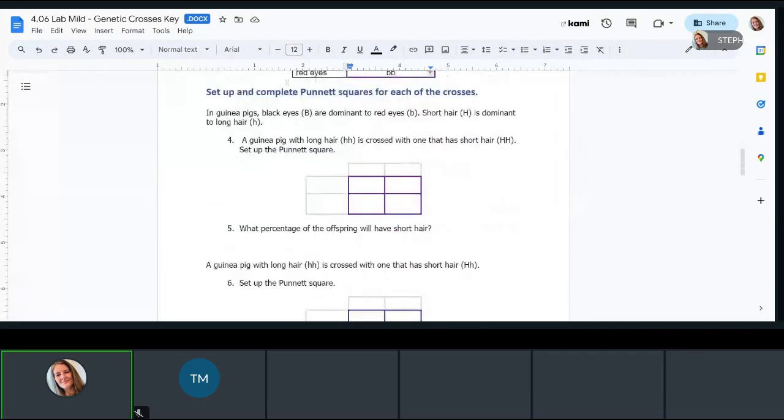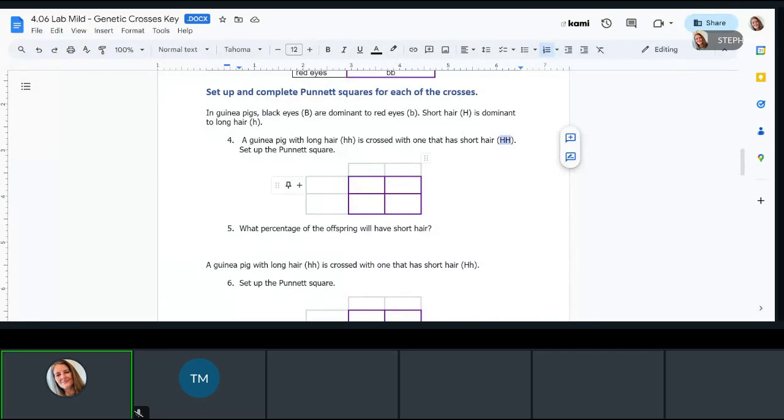All right, now we're looking at those Punnett squares, at what our chances are of the type of guinea pig we're going to get, okay? And we're looking at two parents. So in guinea pigs, black eyes are dominant to red eyes, and short hair is dominant to long hair, okay? So a guinea pig with long hair, little h, little h, is crossed with one that has short hair, big H, big H. So we're going to set up the Punnett square and figure out what percentage of offspring will have short hair.